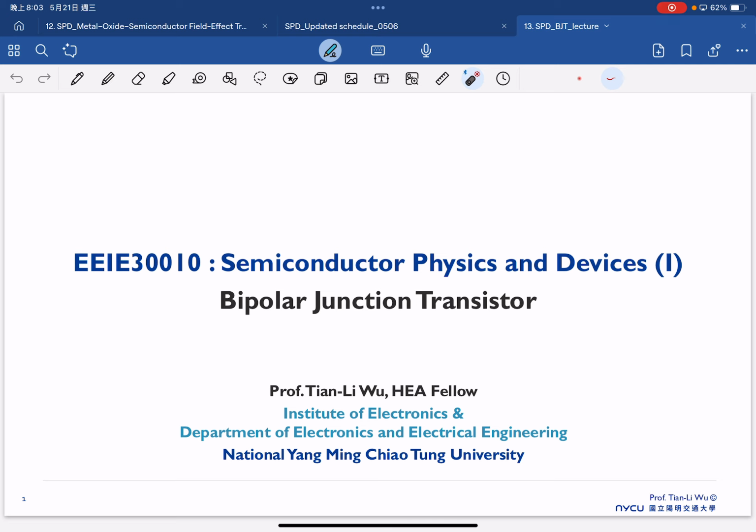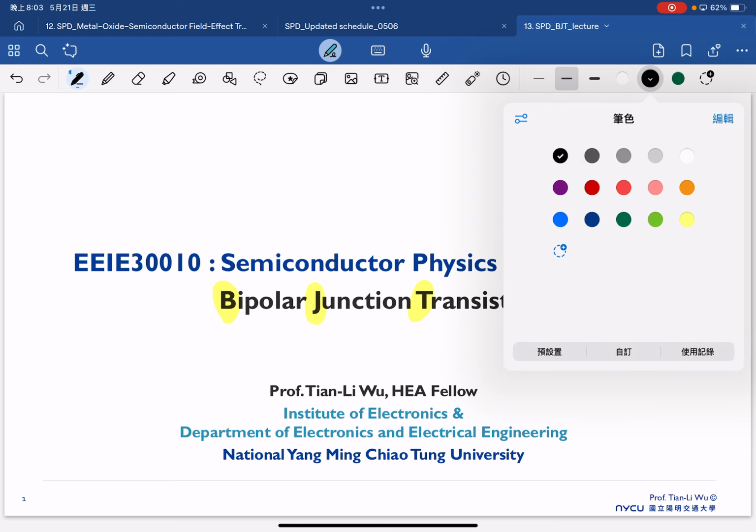So in this chapter, we will talk about the bipolar junction transistor, which in short we call the BJT.